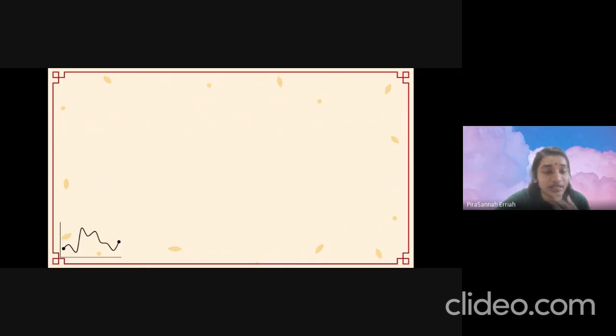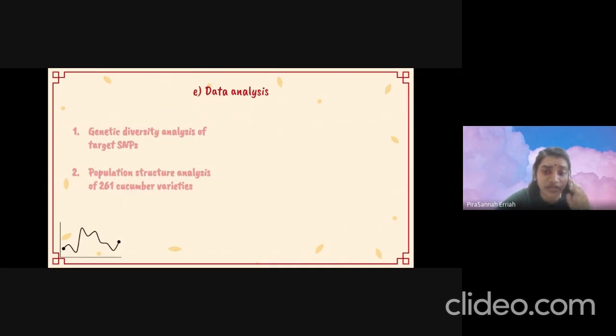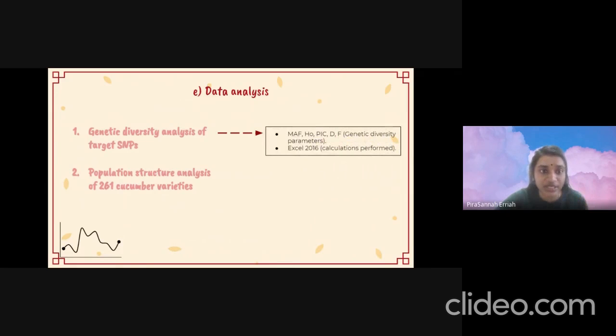Then the last method would be the data analysis. In data analysis, there are 4 divisions that have been focused on here. The first one is genetic diversity analysis of target SNPs. The second is a population structure analysis of 261 cucumber varieties. In the first division, the analysis uses the MAF, as I just mentioned, where MAF means the minor allele frequency.